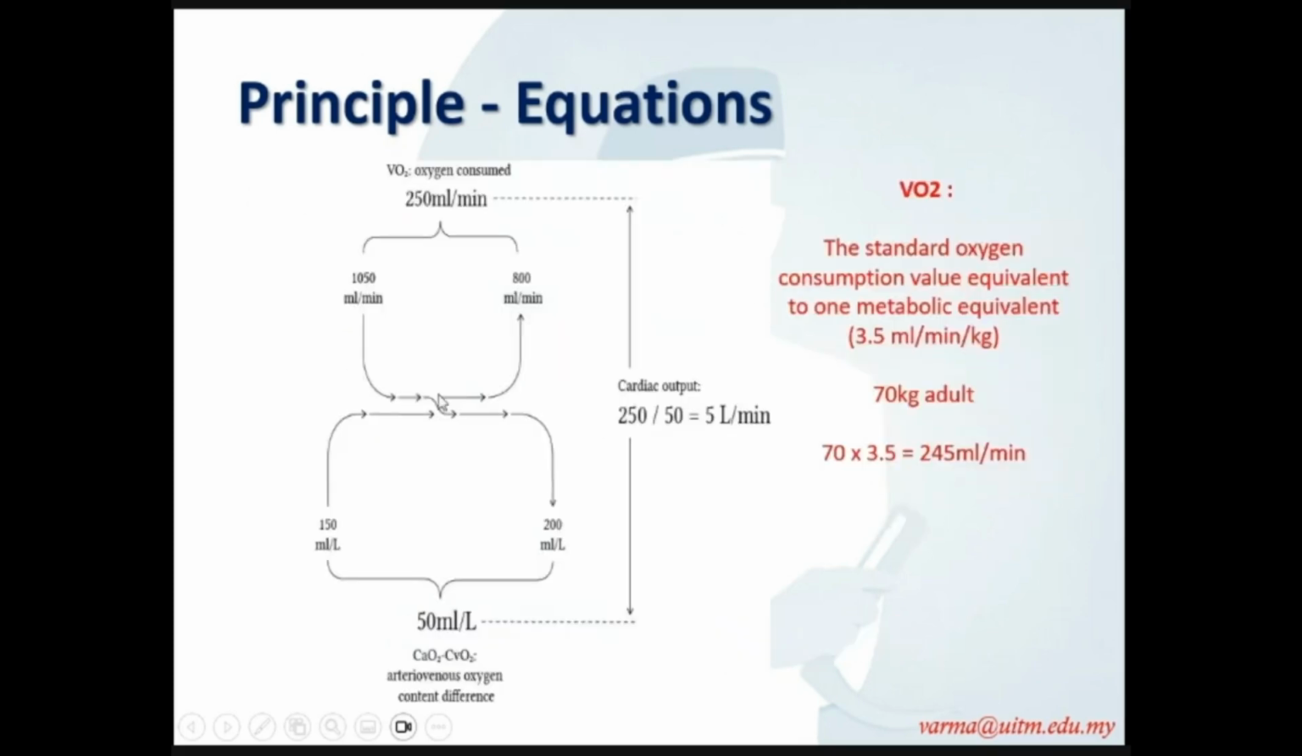So let's look at it. This is your oxygen being consumed. This is your difference in your arteriovenous oxygen consumption. Your oxygen consumption, VO2, the standard oxygen consumption of an adult person is 3.5 ml per minute per kilogram. That is why we call it one metabolic equivalent.